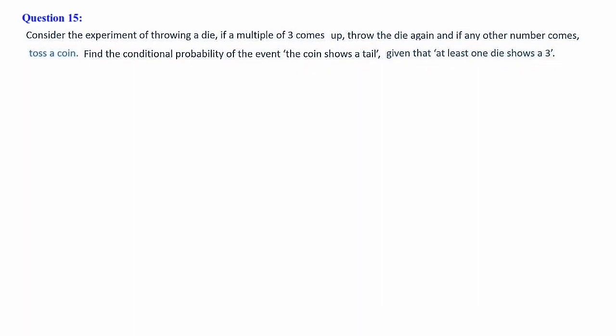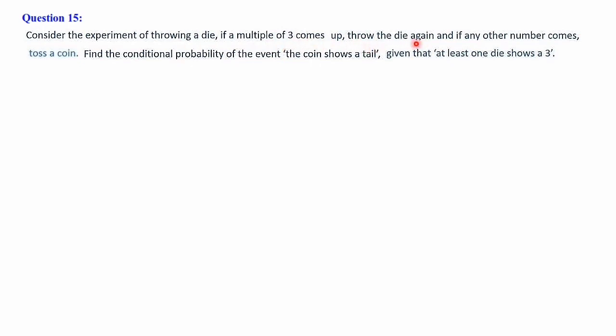Here let's go through the question again. Consider the experiment of throwing a die. We are asked to throw a die and observe the result. If a die is thrown, we get the possible outcomes as 1, 2, 3, 4, 5 and 6. There are 6 possible outcomes. Then if a multiple of 3 comes up, among the numbers 1 to 6, we should get either 3 or 6. 3 and 6 are the multiples of 3 within the numbers 1 to 6. If 3 or 6 comes up, we will throw the die again. The same process will continue.